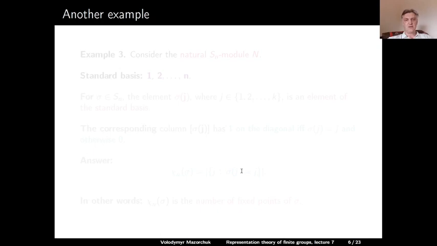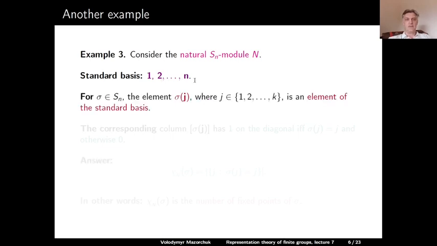Here is a little bit more complicated example, example 3. Let us consider the natural Sn module, which we for the moment denote by capital N. This module has a standard basis, which consists of the elements 1, 2, 3, and so on, all the way up to n. For a permutation sigma in Sn, the element sigma of j, where j is a basis element in our module, is an element of the standard basis. So this means that the corresponding column, sigma of j, has 1 on the diagonal if and only if sigma of j is equal to j. Otherwise, the corresponding diagonal element is 0.